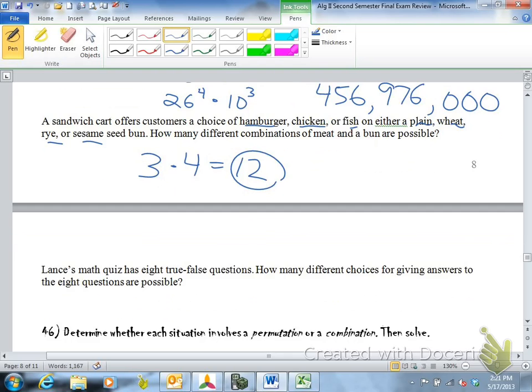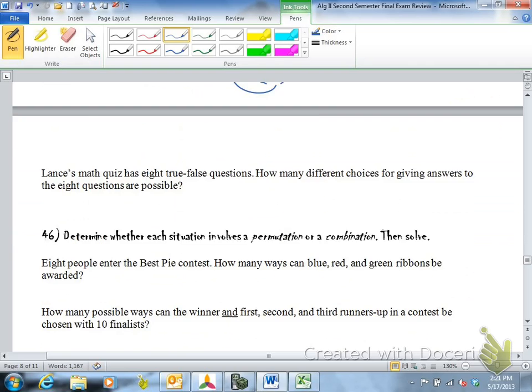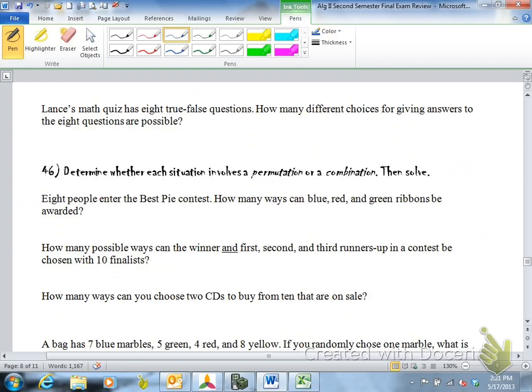Lance's math quiz has 8 true and false questions. So true and false are 2 options. So you can think of it as 8 slots. You have 2 in each of those slots. So it's 2 to the 8th, which is 256 different ways that he could answer his test.